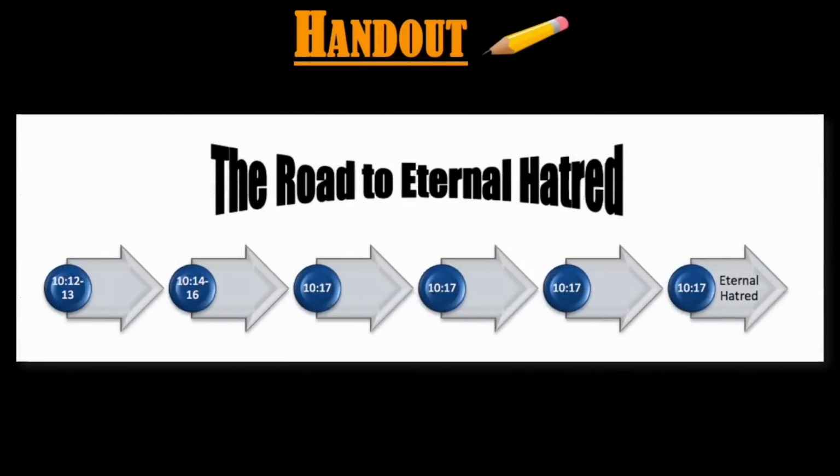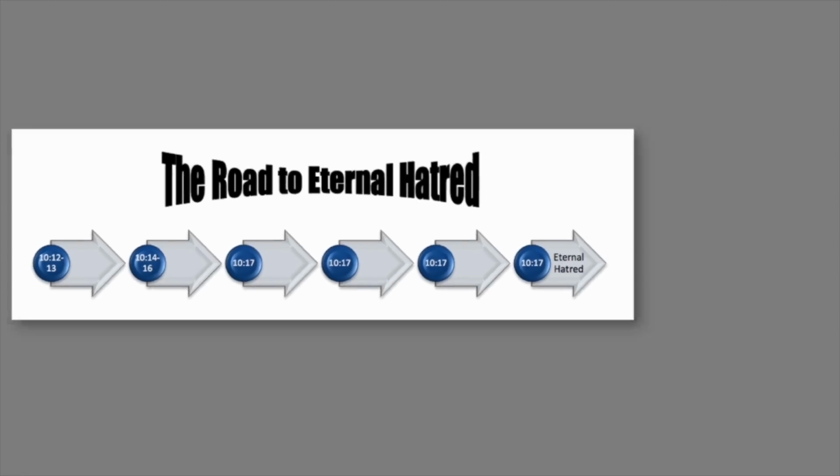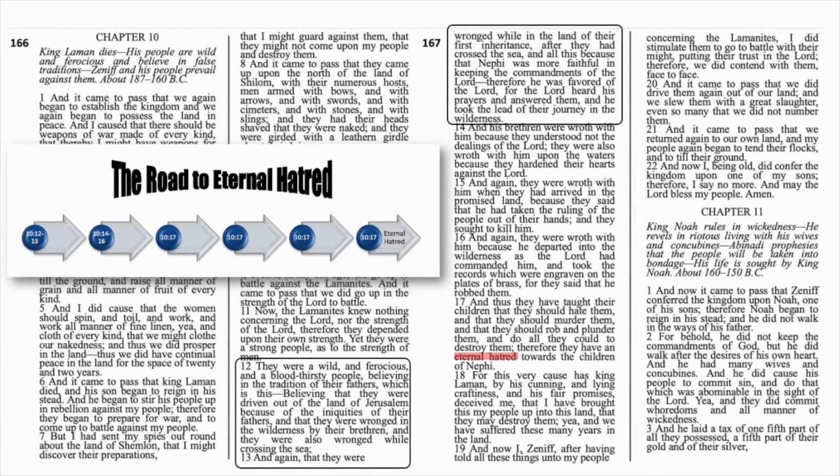We're going to look for some key words or phrases to help us understand that process. See if you can fill out this chart while we study Mosiah 10, verses 12 through 18. And in our last arrow, you can see our result, eternal hatred. Now, how do we get there? How do these things arise in our world? Starting in verses 12 through 13, can you see our first key word? What's the first step towards eternal hatred?